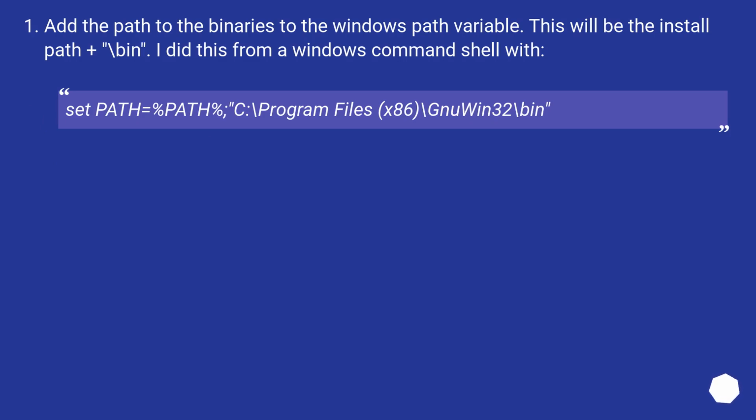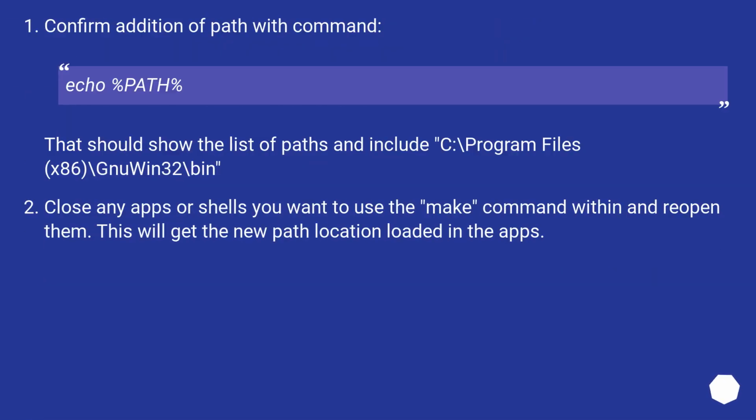Add the path to the binaries to the Windows path variable. This will be the install path plus bin. I did this from a Windows command shell with set path=%path%;C:\bar. Confirm addition of the path with the command echo %path%. That should show the list of paths and include C:\bar.